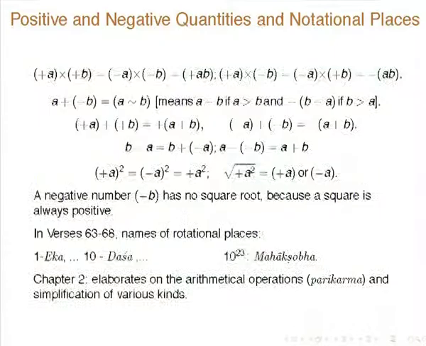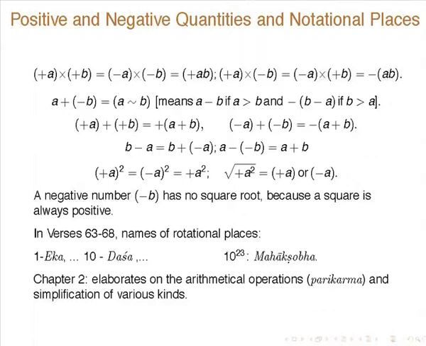So, what he is saying is plus a into plus b is plus of a b, then you have to multiply naturally, and a into minus b is minus a b, and a plus minus b is a difference b, which means a minus b if a is greater than b, and minus b minus a if b is greater than a. Plus plus b is equal to plus of a plus b, like that. B minus a is b plus minus a, minus of minus b is a plus b, and plus a whole squared is minus a whole squared is plus a squared, and square root of plus a squared is plus a or minus a, that also he clearly recognizes.